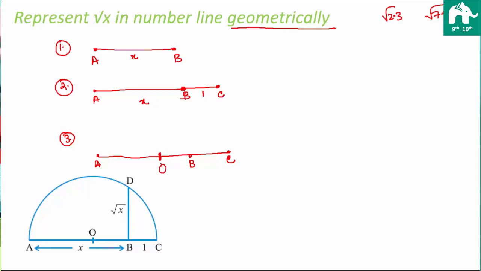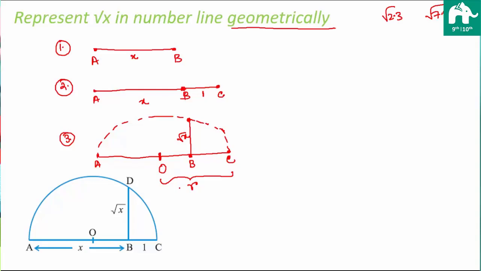Mark it as O. Considering O as the center and OC as the radius, draw a semicircle like this. Till here it is clear, right? OC is the radius of this semicircle. Now from B, draw a perpendicular and join it to the semicircle. So this height becomes root over x. This is how you get root over x. Once you get root over x, it is pretty simple. With root x, you can measure the distance using a compass and locate it on the number line.